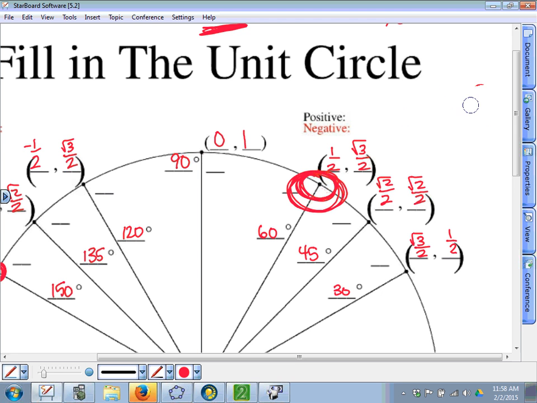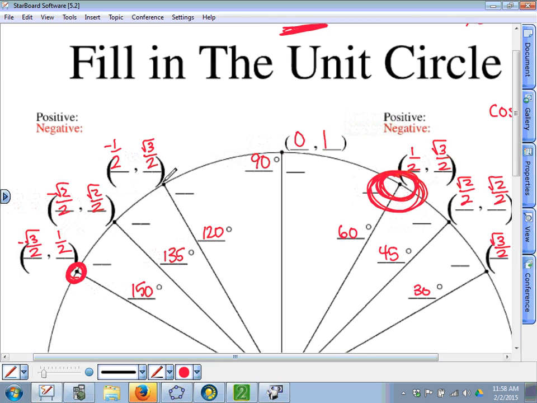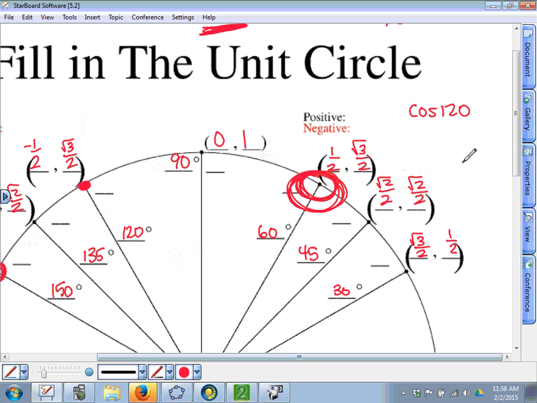So had I asked you this on the quiz, or had I asked you this now, what's the cosine of 120? You don't need a special triangle anymore. Go to 120 on your unit circle. 120 degrees is right here. And is cosine x or y? So the cosine of 120 would be negative 1/2. Just as easy as that.